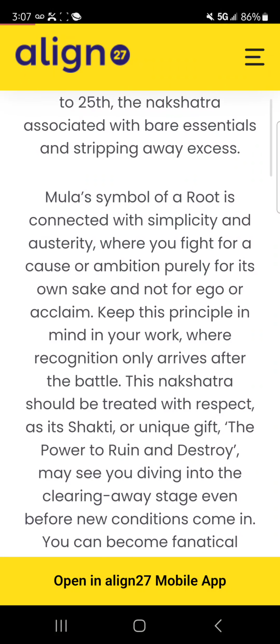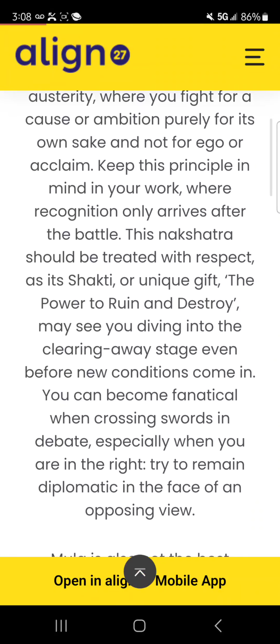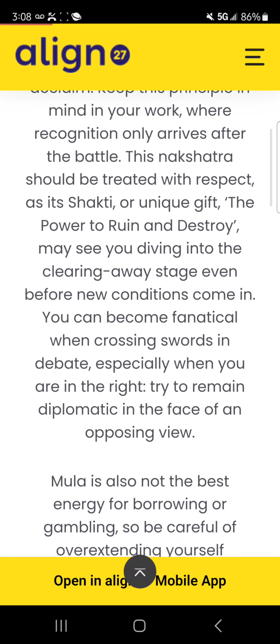Mula's symbol of a root is connected with simplicity and austerity, where you fight for a cause or ambition purely for its own sake, and not for ego or acclaim. Keep this principle in mind in your work, where recognition only arrives after the battle. This nakshatra should be treated with respect, as its Shakti or unique gift, the power to ruin and destroy, may see you diving into the clearing away stage even before new conditions come in.